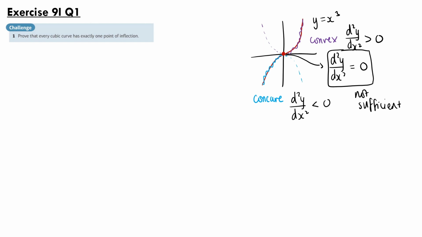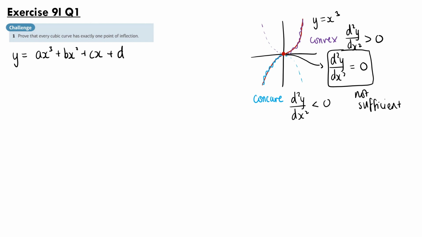Which means that if we know the second derivative is 0, it doesn't necessarily mean that that point is a point of inflection. We've got to check that on either side of that point, the second derivative is going to have different signs, so that we know for sure that we're changing from concave to convex, or convex to concave. So it might be a good idea to start with the general equation for a cubic. So let's say we've got y equals ax cubed plus bx squared plus cx plus d.